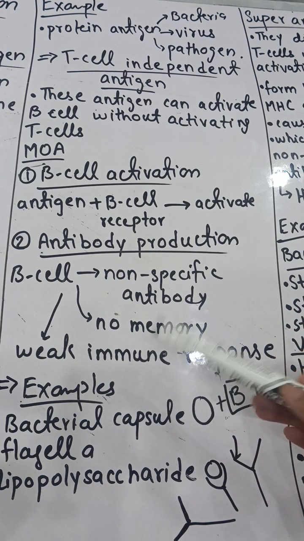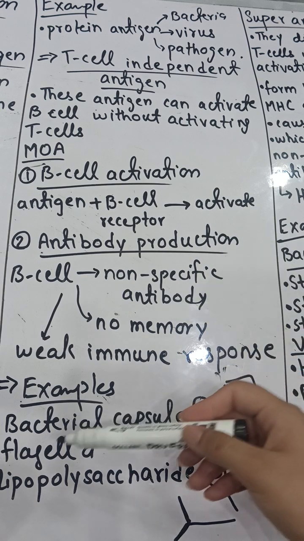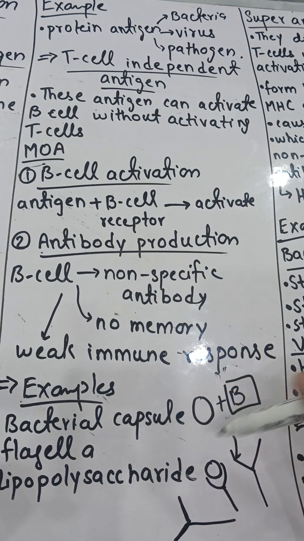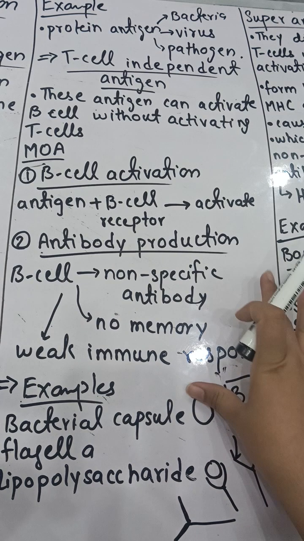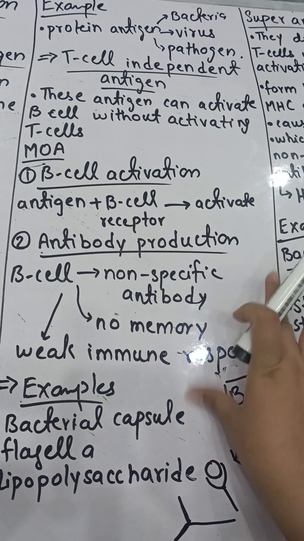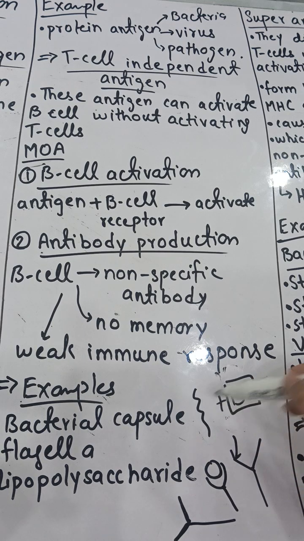Examples of antigens which act as T cell independent antigens are the bacterial capsule. Let's consider this antigen as a bacterial capsule. It will do the same thing. Bacterial flagella. Okay, so now I am drawing the bacterial flagella. Let's consider this is the flagella of any bacteria. It will bind and repeat the same process.